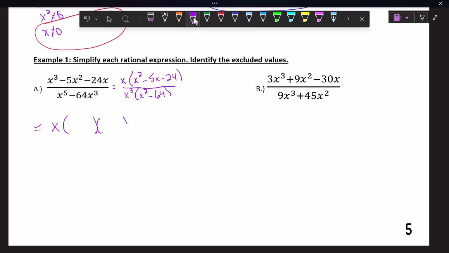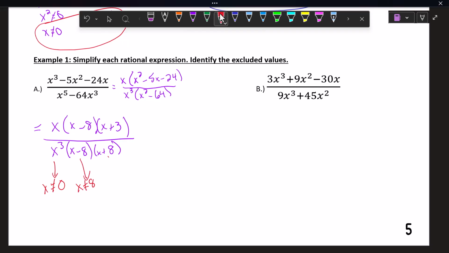For the numerator, we do our MA table. We want two numbers that multiply to negative 24 and add up to negative 5. That would be negative 8 and a positive 3. X is in front of them. We have our x cubed. And then x squared minus 64 is just a difference of squares. So when it's all factored, that's what it looks like. So from this, x can't be 0. From this, x can't be 8. From this, x cannot be negative 8.